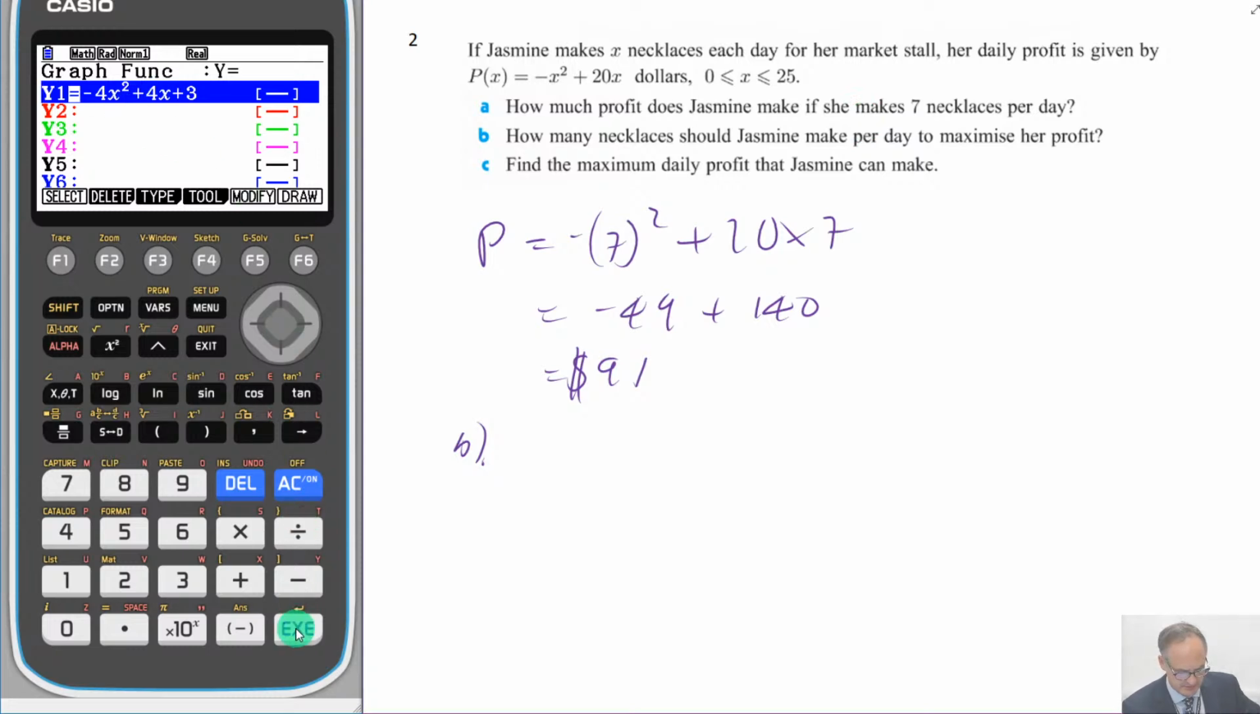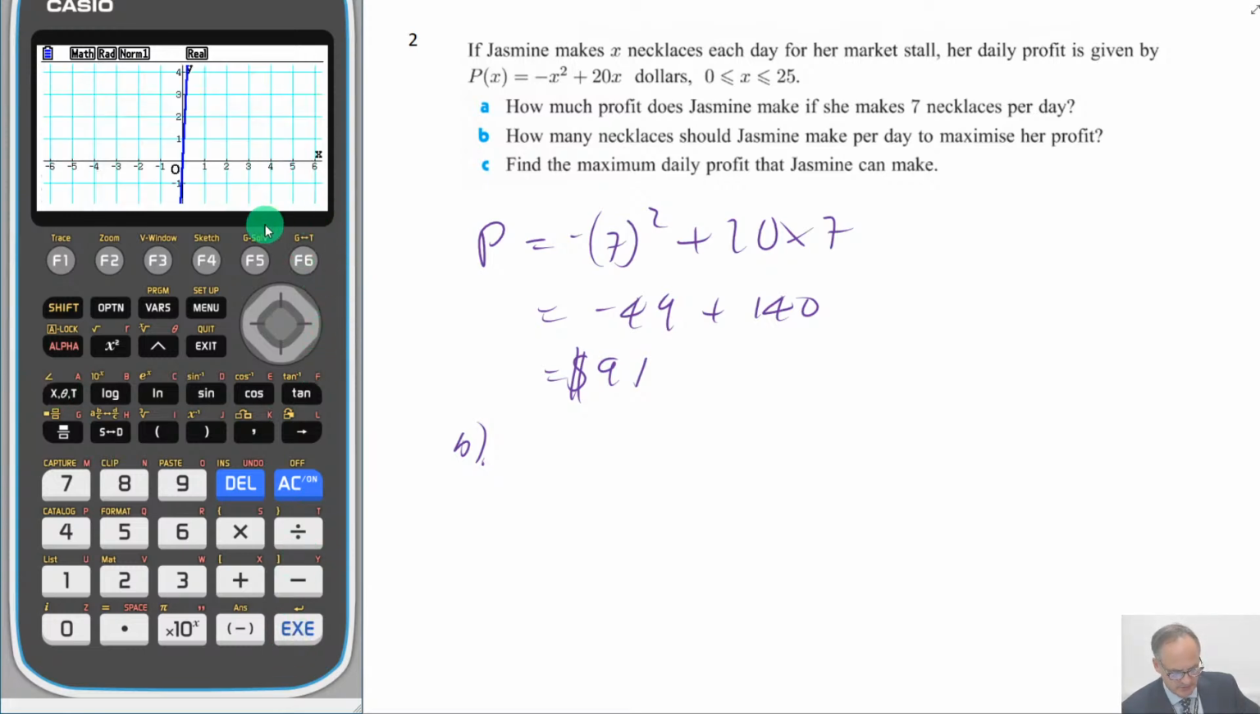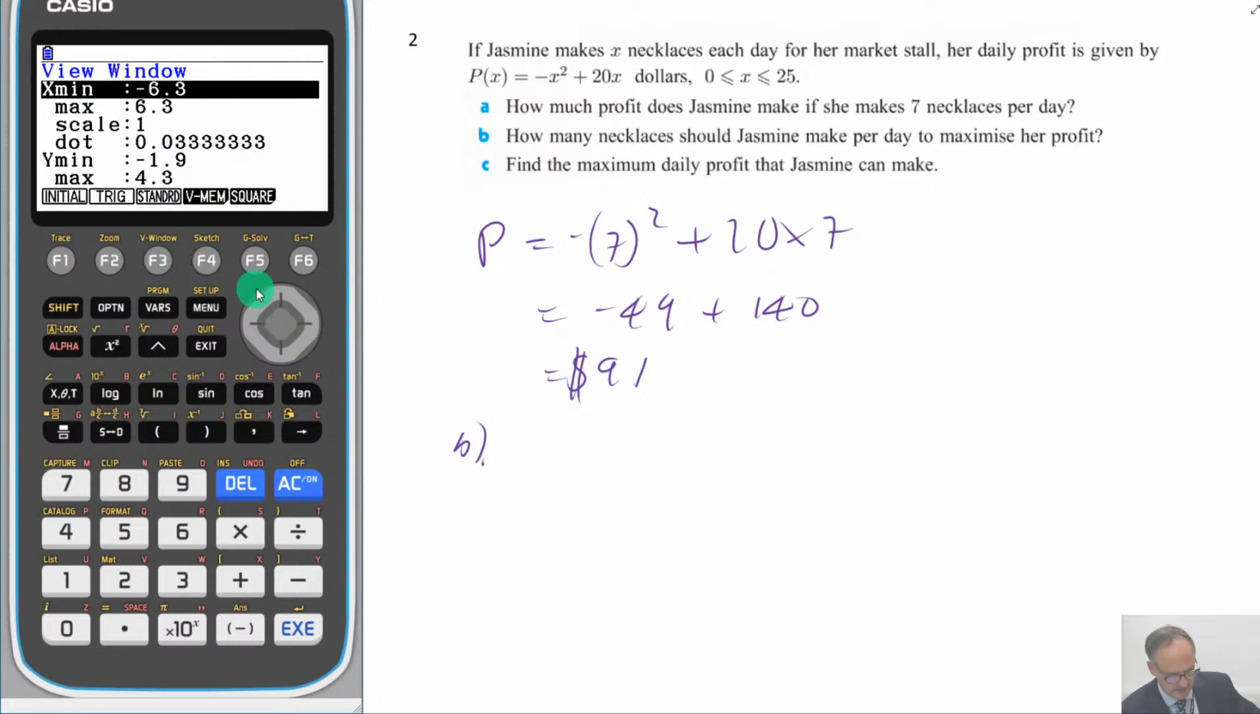So let's put our profit into our graphical calculator. Put minus x squared plus 20x. Let's execute and let's draw it. And its scale has disappeared off. So I'm going to try, noticing we're at $91, let's just change our view window. Let's change our x. Well, not worried about negatives, so let's just put our lowest value there.